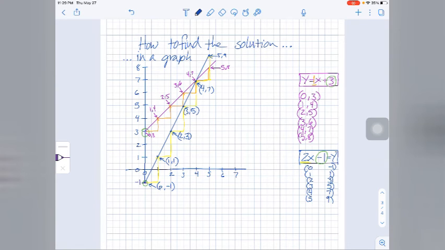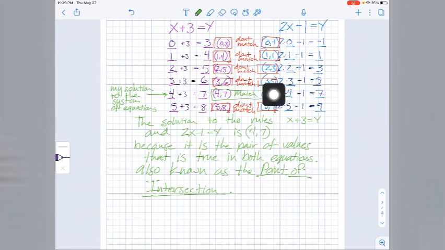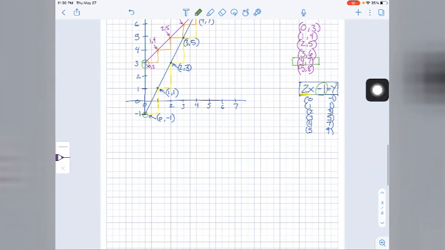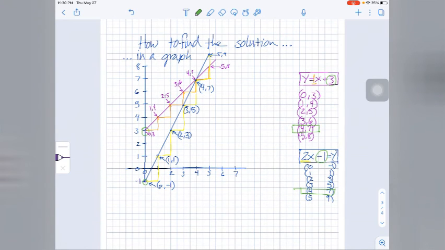Anyways, as we were saying, as we showed before, our solution was at 4 and 7. That's what we saw up here. The place where they match is at 4 and 7, and 4 and 7. And when we look at the graph, we see that there's a very special place where we see that. We look at both points right here at 4 and 7, and that is the point of intersection. This is called the point of intersection.